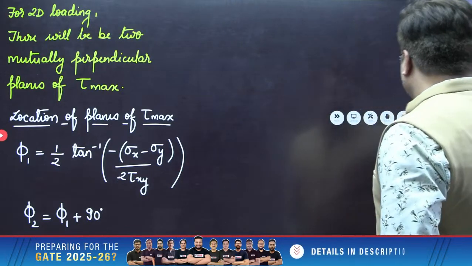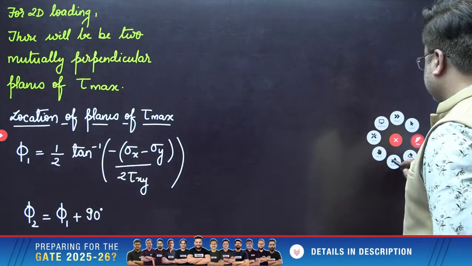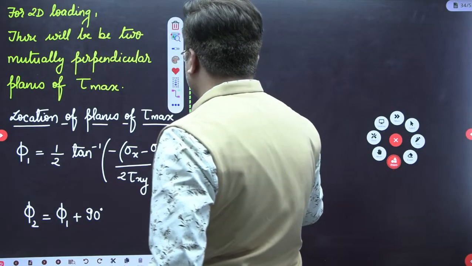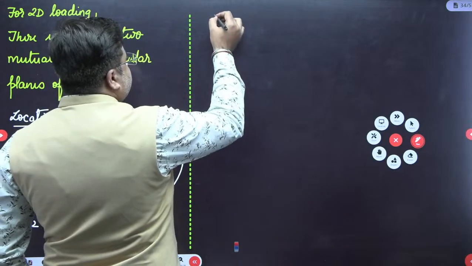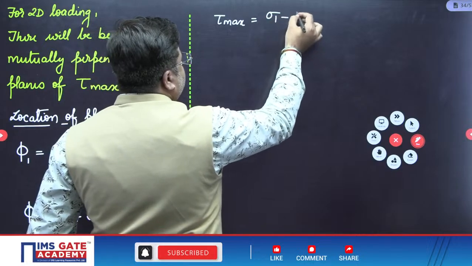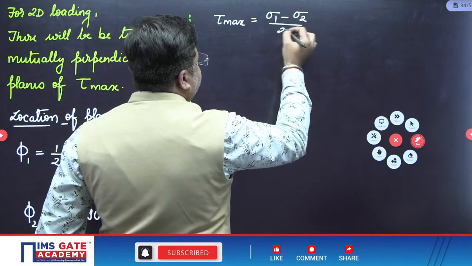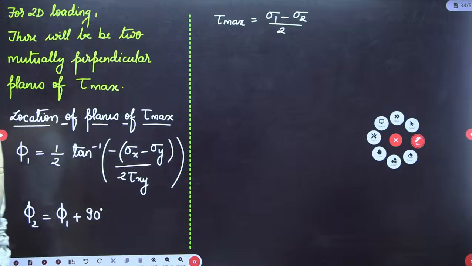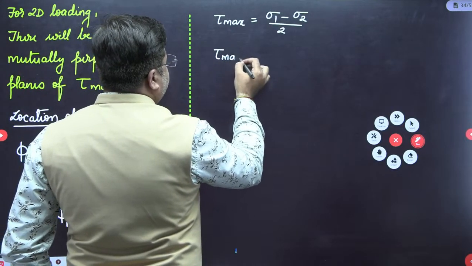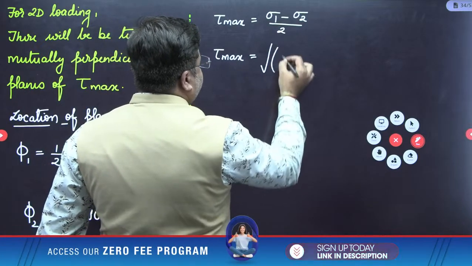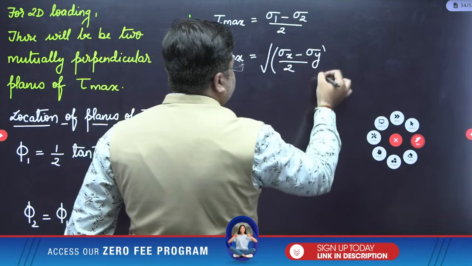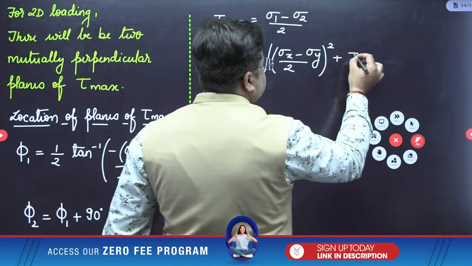Okay sir, once you have got this, the maximum shear stress tau max is equal to (sigma 1 minus sigma 2) divided by 2. The same tau max can also be calculated as under root of ((sigma x minus sigma y) by 2) the whole square plus tau xy square.